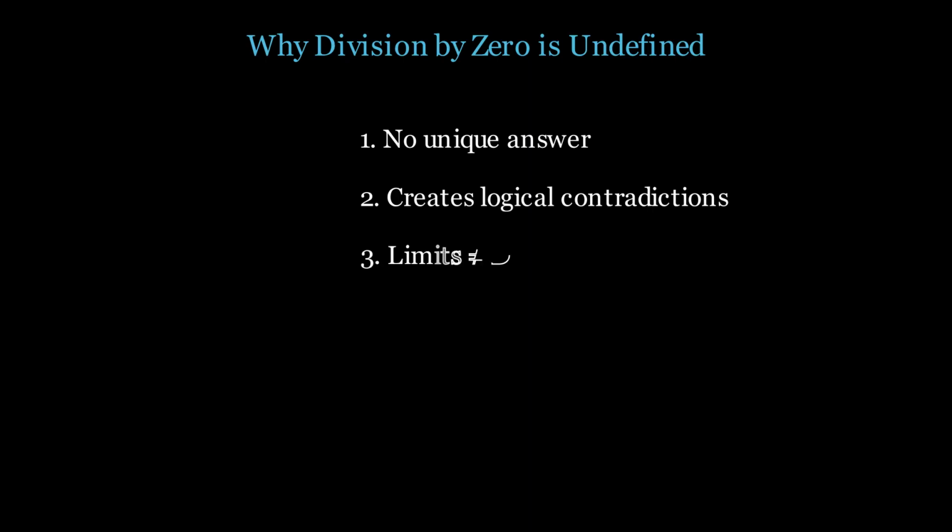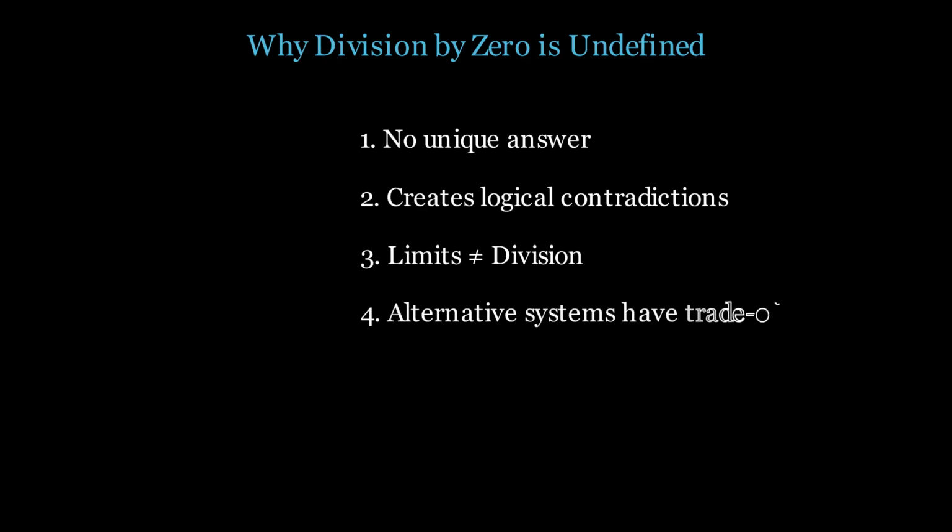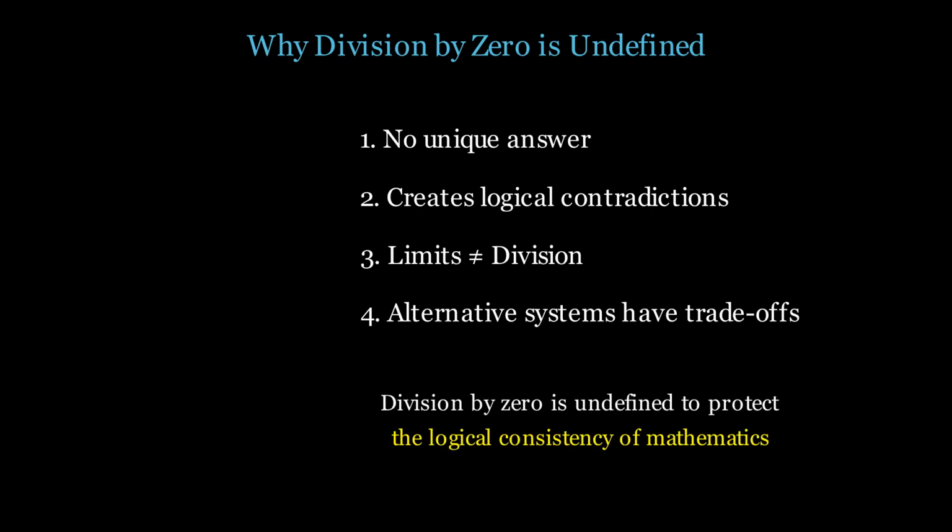Third, limits aren't the same as division. While we can study what happens as we approach 0, that's different from actually dividing by 0. And fourth, alternative systems that allow some division by 0 must sacrifice other valuable mathematical properties. So the next time your calculator refuses to divide by 0, remember it's not being stubborn or limited. It's protecting the entire logical structure of mathematics from collapse.